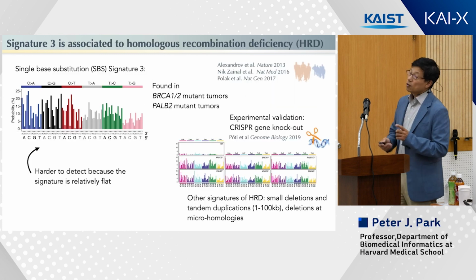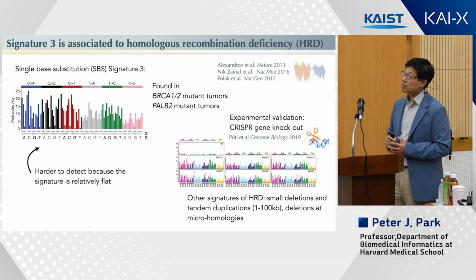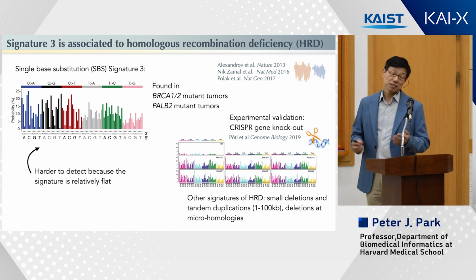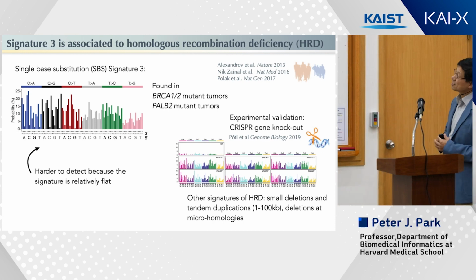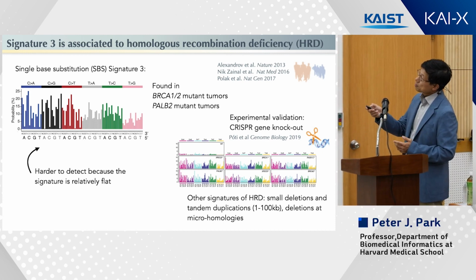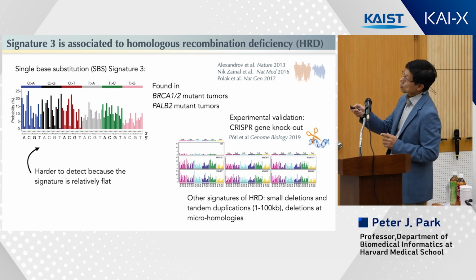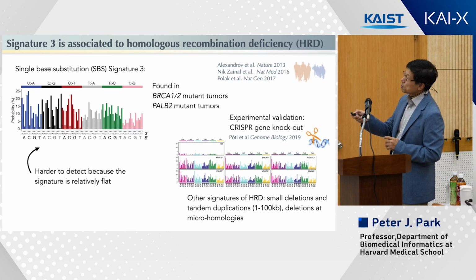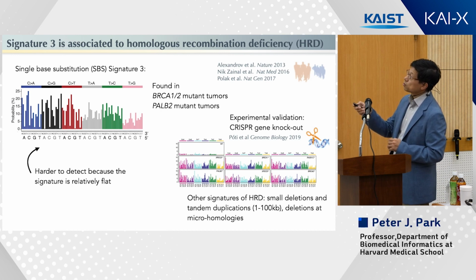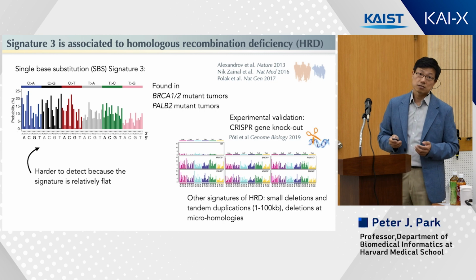Of all the signatures that I told you about, there's one signature that's really important for this project. That's signature 3. Why is it 3? Because it just happened to be the third one. There's no other reason. It's a single base substitution signature, because we're still talking only about point mutations. These bars look kind of random, but they're not. This pattern is found in BRCA1 or 2 mutant tumors, and there are many ways that people have shown that this signature is related to BRCA mutations.